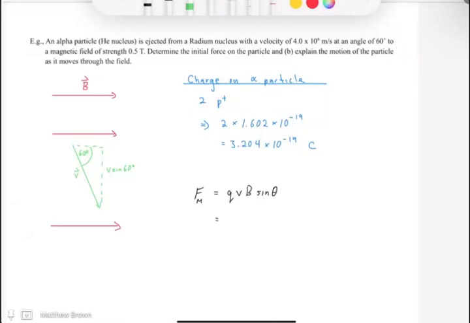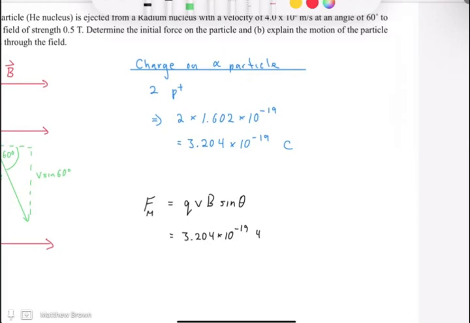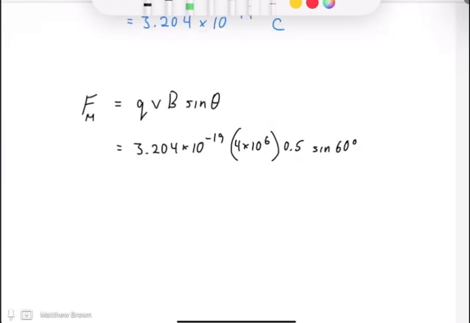The charge I just worked out is 3.204 times 10 to the negative 19. The velocity I'm given is 4 times 10 to the 6 up at the top. And B was 0.5 Tesla, and then that's going to be times the sine of 60 degrees. And that's just a bunch of numbers I can punch into a calculator, and that gives me 5.55 times 10 to the negative 13 newtons.